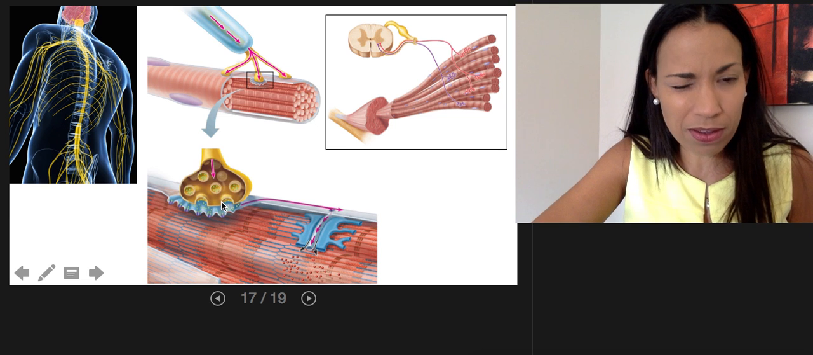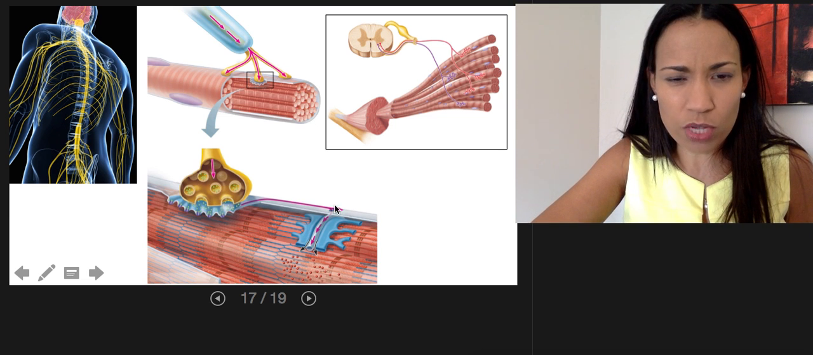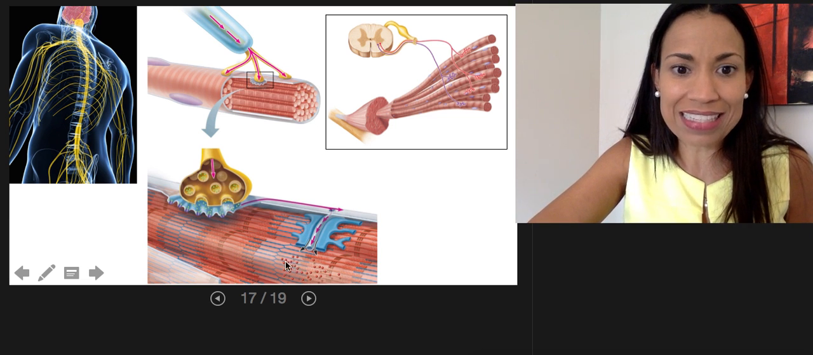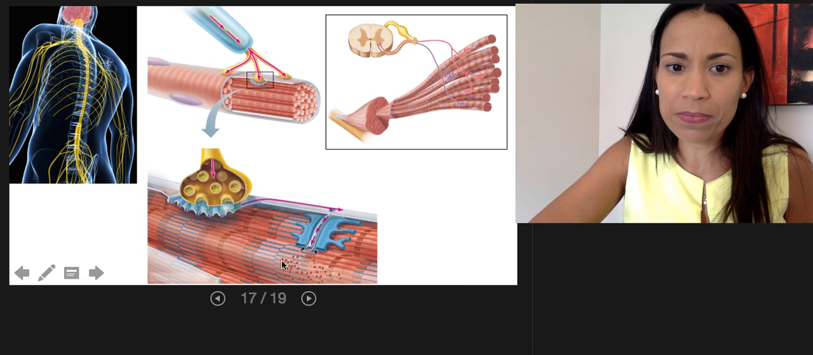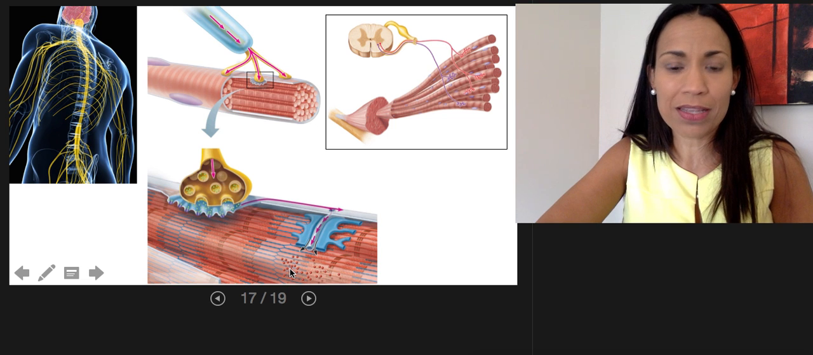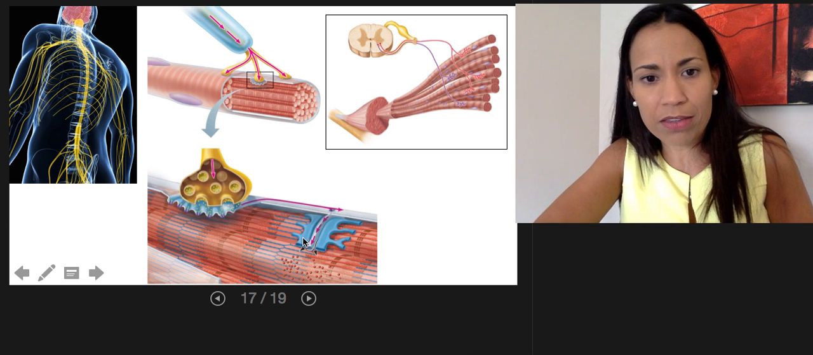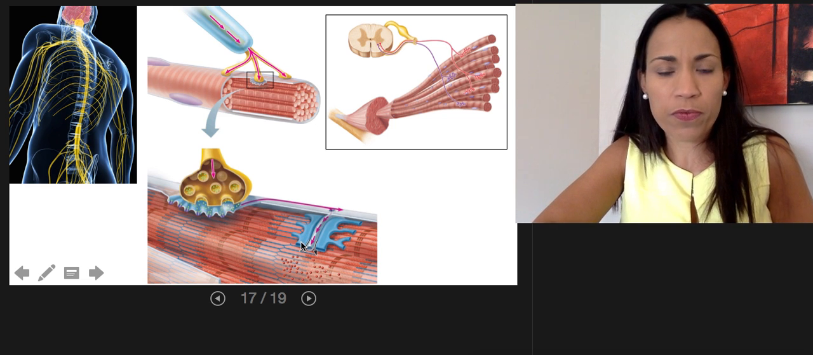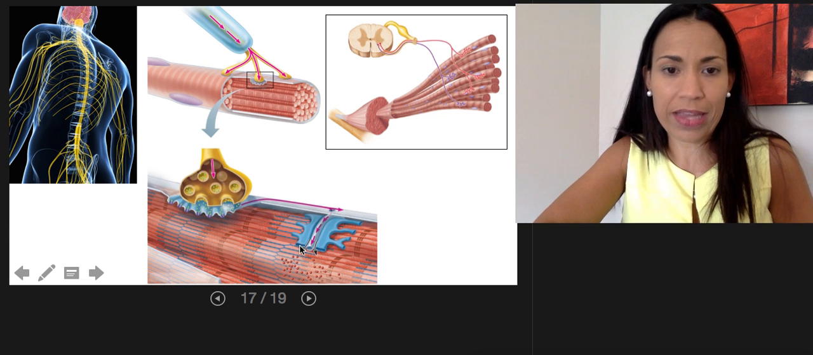This is one important thing that I wanted to tell you. The other thing is that after that calcium is used by the actin filament, it goes back into the terminal cisternae to be stored again.